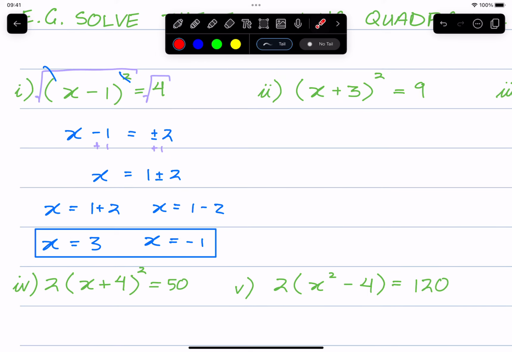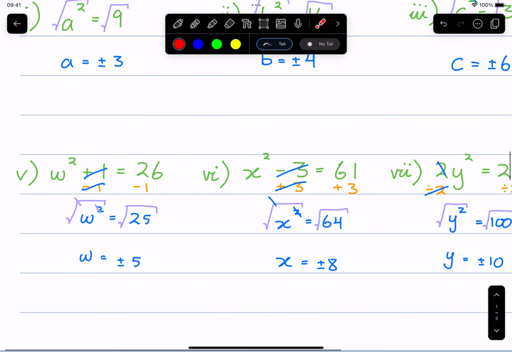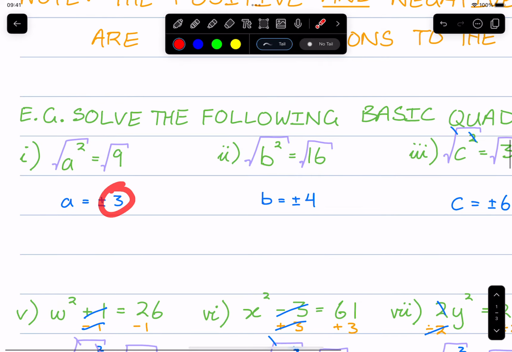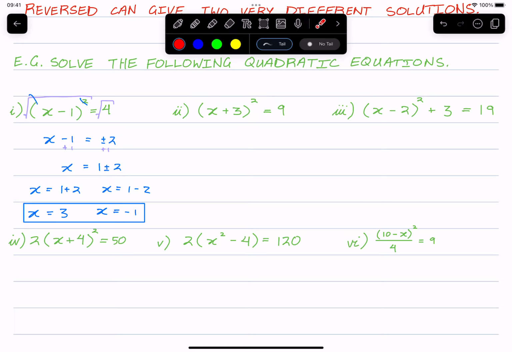So notice how now, because the square root was done first, and then the addition, subtraction, and so on, we get two different answers like this, versus the same value, just positive and negative. Okay, so I hope that made it pretty clear. You can pause the video and give this a go yourself. We're going to start solving these right about now.